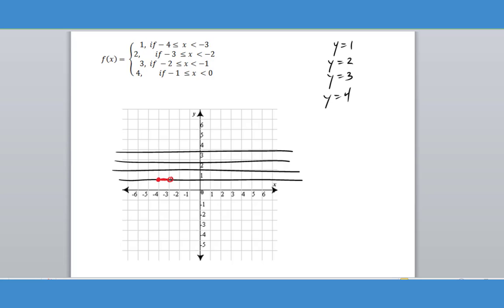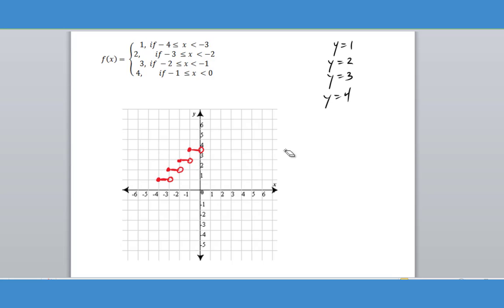And then for y equals 2, it's from -3 to -2. Now keep in mind that the interval here could be longer, so these steps could be longer. They don't have to be just 1 unit every time. So this one's going to be -2 to -1, and this one's going to be from -1 to 0, and then of course we don't need these right here, and so that is our step function for this particular piecewise graph. Okay, so that kind of wraps up piecewise functions.